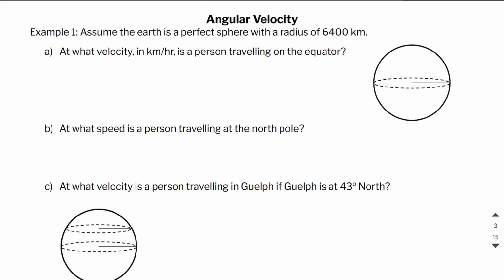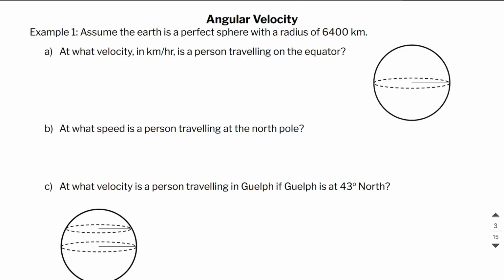Hi people, this note is on angular velocity. We're just going to dive right in and look at some examples. In example 1, it says, assume the Earth is a perfect sphere with a radius of 6,400 kilometers.